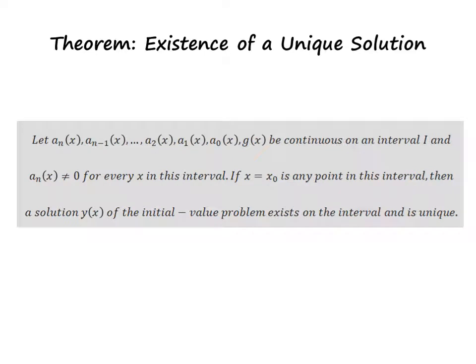The generalization of existence and uniqueness of solutions for the nth order linear initial value problem is given by the theorem in this slide. Specifically, if the leading coefficient is equal to 0 for some x, then the solution of a linear initial value problem may not be unique or even exist. In other words, there is no unique solution of the problem.